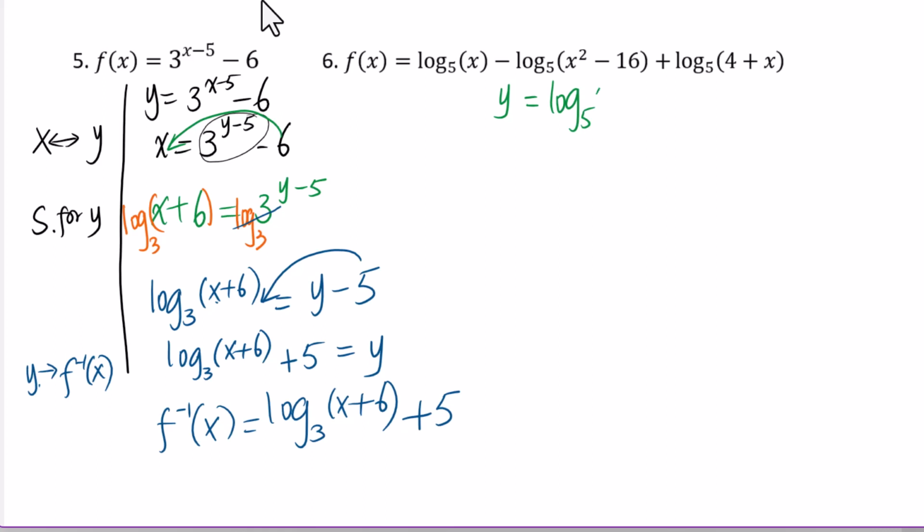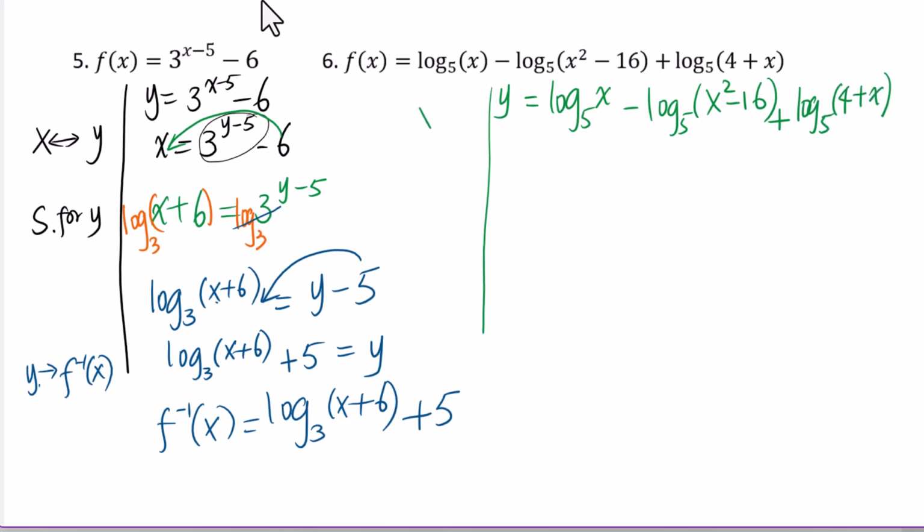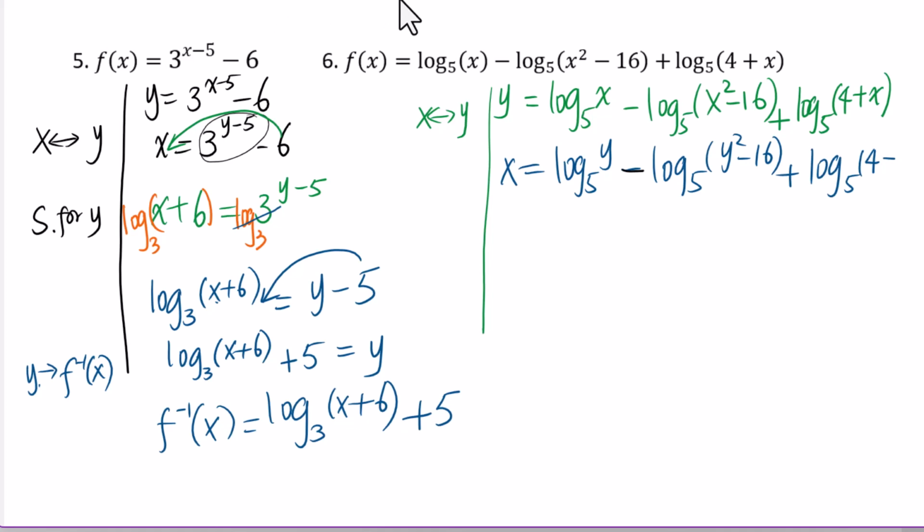Log base 5 of x minus log base 5 of x squared minus 16 plus log base 5 of 4 plus x. Switch x, y. X equals log base 5 of y minus log base 5 of y squared minus 16 plus log base 5 of 4 plus y. This is a logarithm equation. We need to condense the log on the right side.